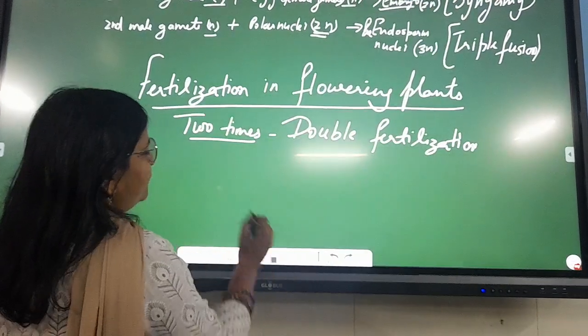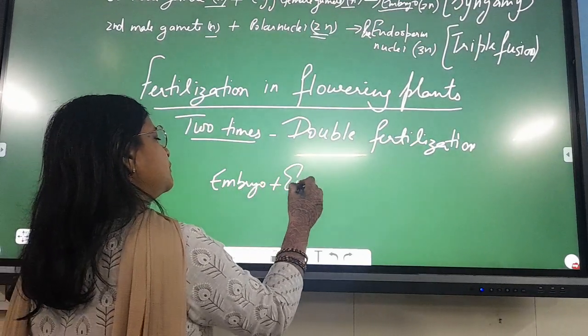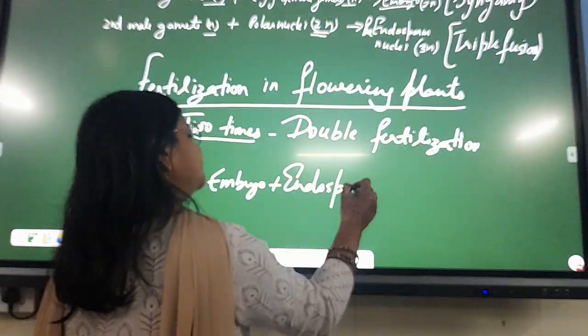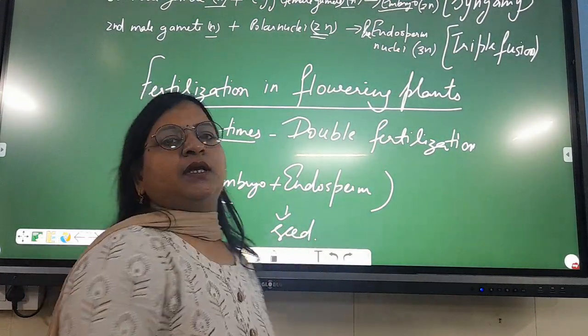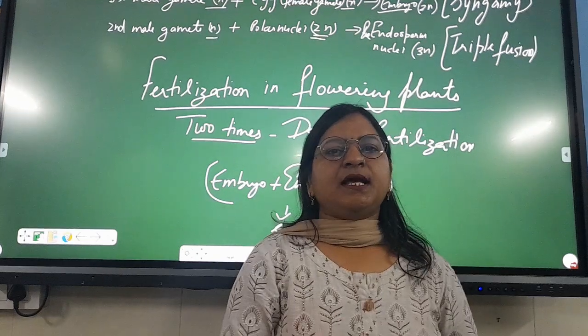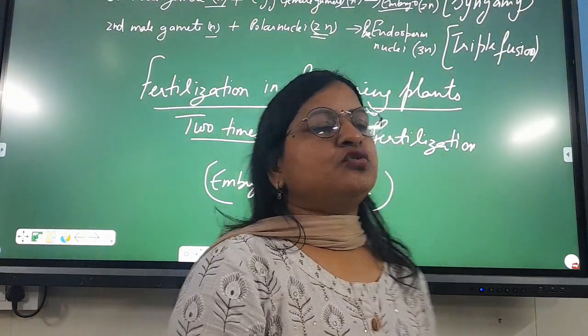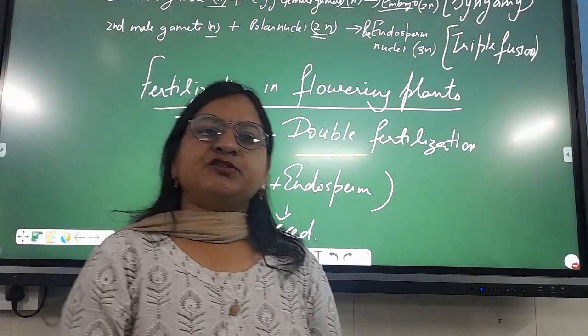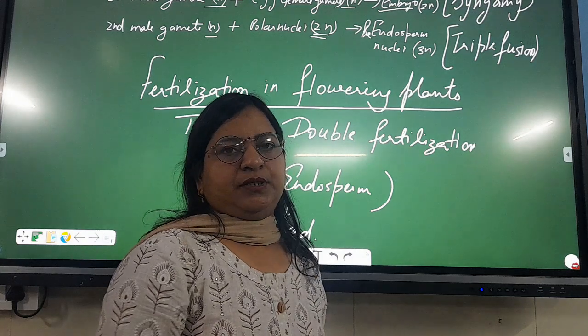This embryo and endosperm together are called the seed. In this way, the seed is utilized for the further development of new plants. So, here you can see the sexual reproduction in flowering plants occurs in this way. Thank you.